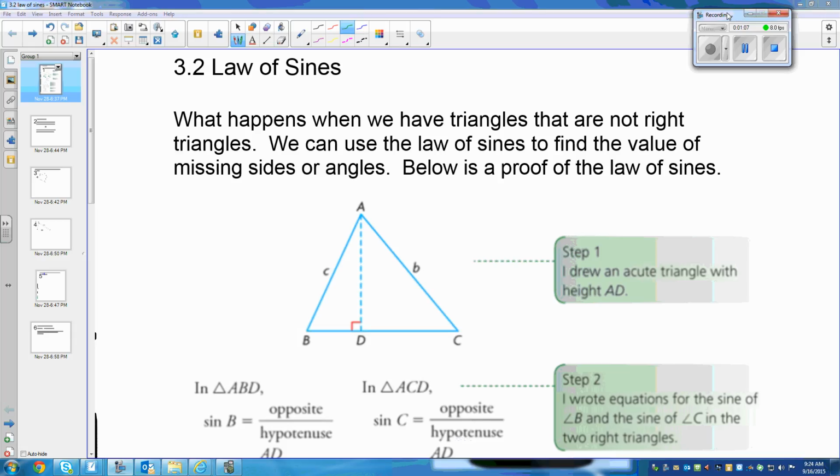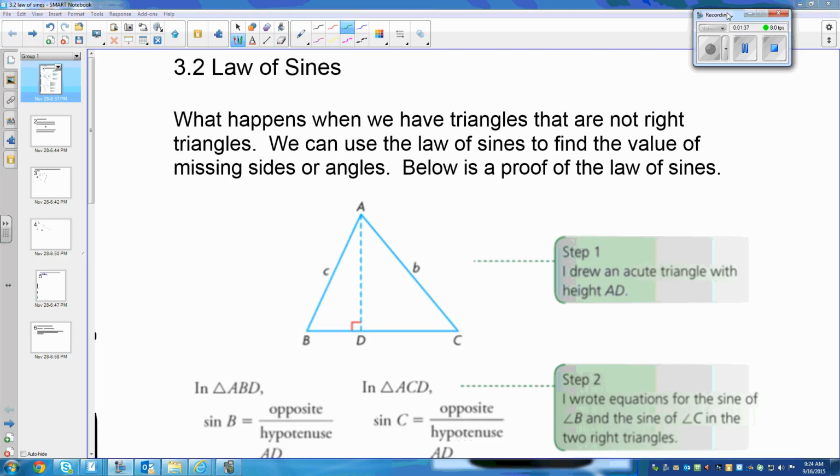So let's say we're given a triangle that contains no right angles. So triangle ABC. What I'm going to do is show you how the law of sines came about. Will you ever have to do this proof in Math Foundations? No, you physically won't have to show this proof to me. But some people need to know how this formula works, and I like to show it.